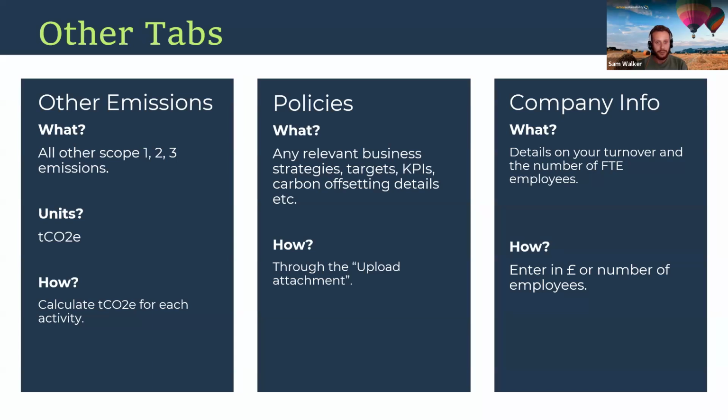Inside the carbon calculator, we also have three other tabs: the other emissions tab, a policies tab, and company info. Really key to point out for the other emissions tab is any other business activities that might not have been included in the previous tabs.